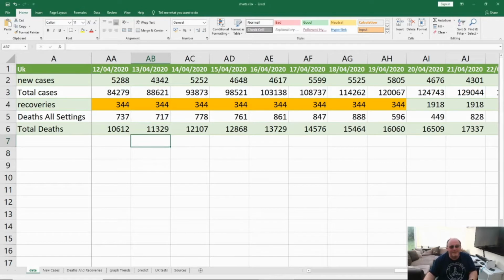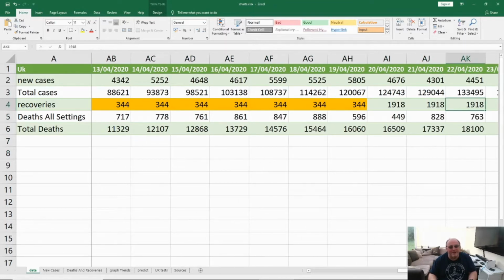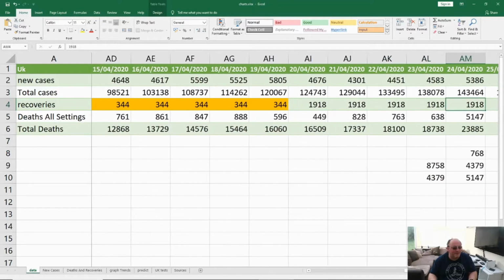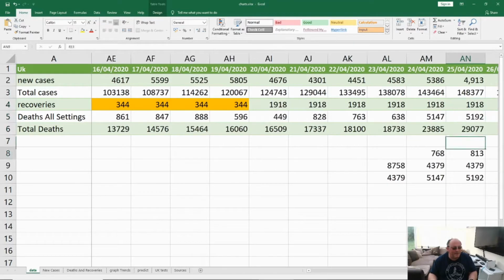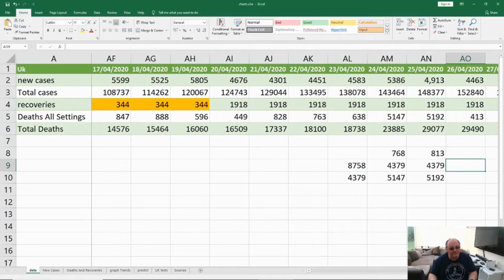And as we can see, there are figures on the screen, and there's a reason for that. First of all, recoveries were at 344 and jumped to 1,918. Then it seems to have become stuck. So once again, we haven't got any definite figures for recoveries. Equally, we did manage to find the second spreadsheet where we managed to update deaths. I'll try and get a more realistic figure.